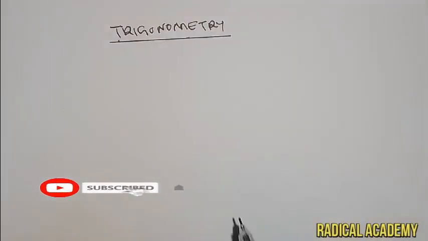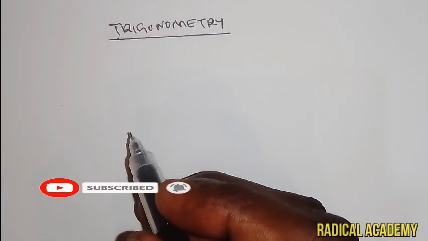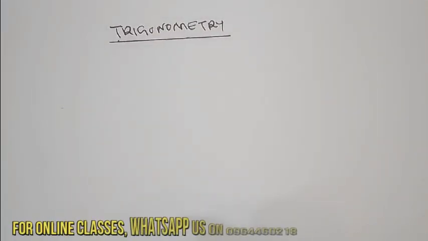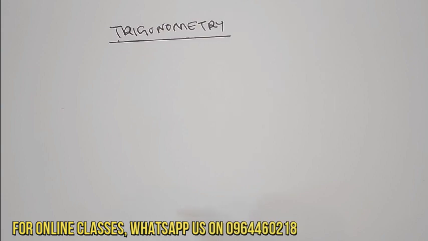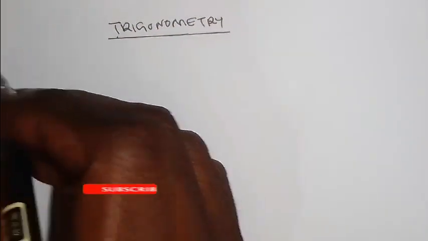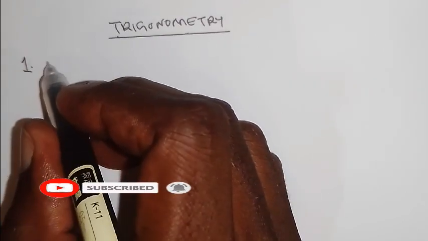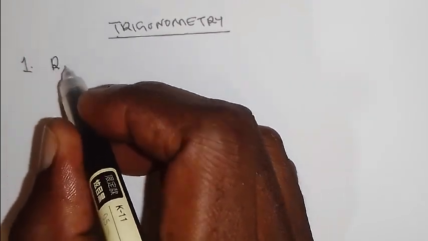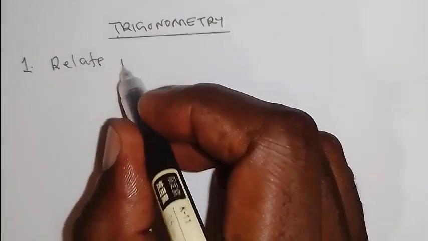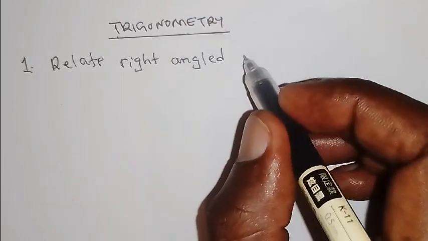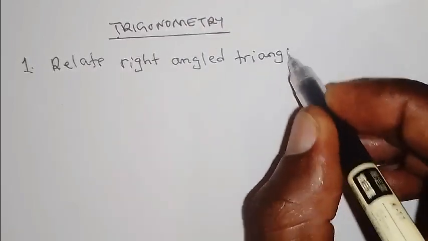Trigonometry is a topic that comes up every year, so I want us to look at the introductory part. The first part is to look at the right angle triangle. We're going to relate the right angle triangle.